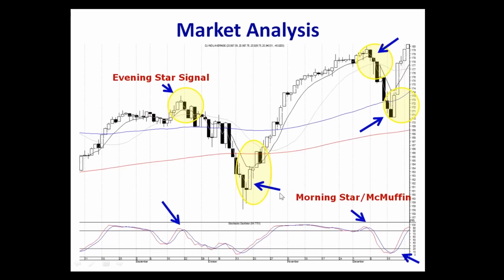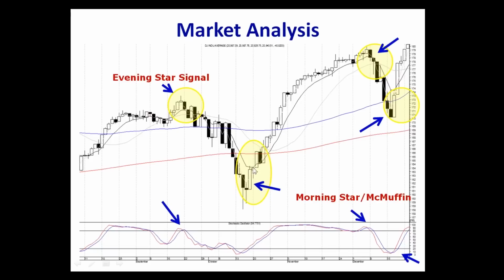Another aspect of candlestick analysis is, if you look at candlestick analysis and decipher the charts and the signals, all it is is common sense investment psychology put into a graphic depiction. So if we see a candlestick sell signal in the oversold area, the probabilities are we're going this way. If we see a candlestick buy signal, this is what we call a morning star, and more definitively a McMuffin.